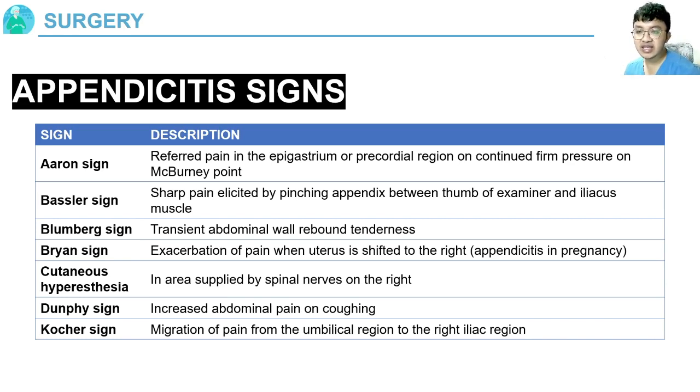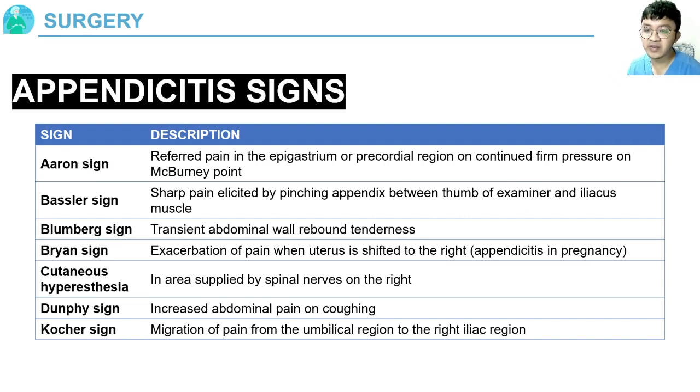So you have different signs of appendicitis. You have the Aaron sign, which is referred pain in the epigastrium or precordial region on continued firm pressure. Your Bastedo sign. Blumberg sign is transient abdominal wall rebound tenderness. Bryan sign is when you have appendicitis in pregnancy: you shift the uterus to the right, and the uterus is going to impinge on the appendix, causing pain. Cutaneous hyperesthesia, as its name suggests, is hypersensitivity to sensation in the right lower quadrant.